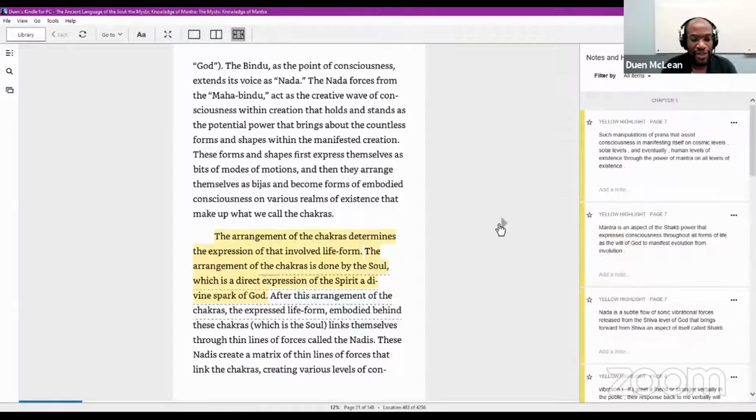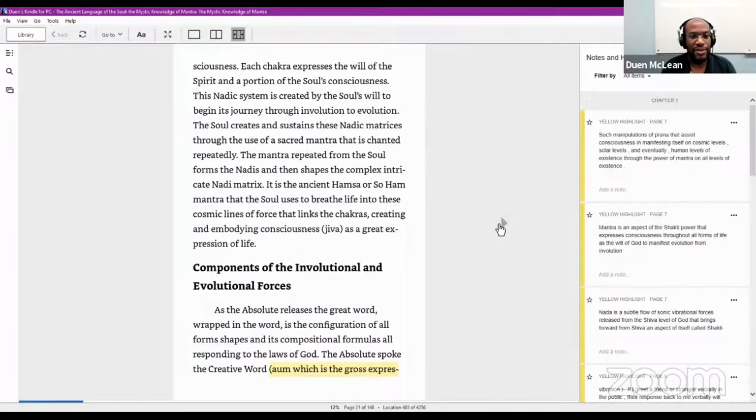The arrangement of the chakras is done by the soul, which is a direct expression of the spirit, a divine spark of God. After this arrangement of the chakras, the expressed life form embodied behind these chakras, which is the soul, links itself through thin lines of force called the nadis. These nadis create a matrix of thin lines of force that link the chakras, creating various levels of consciousness.